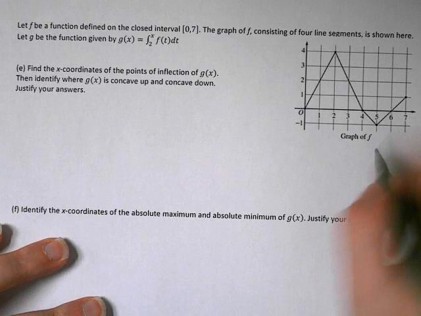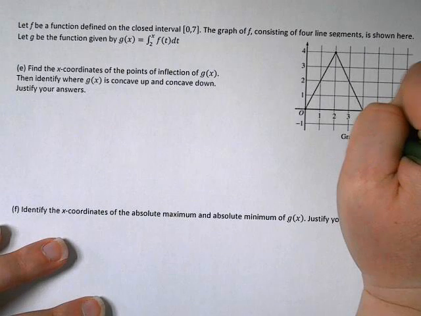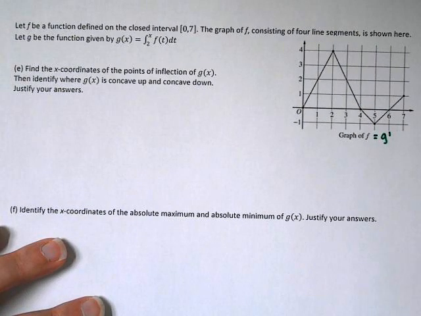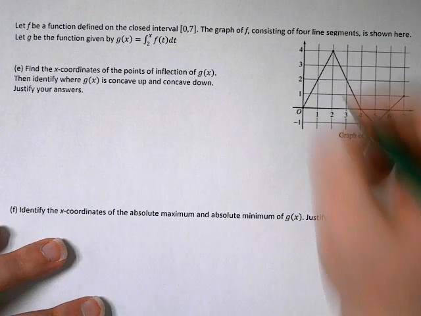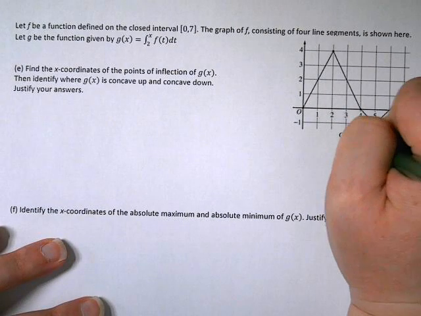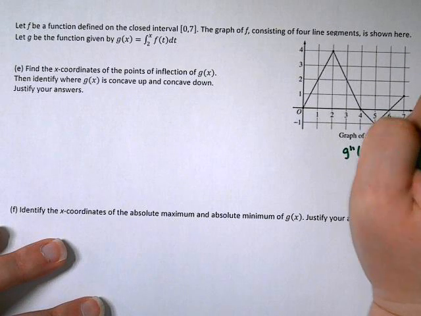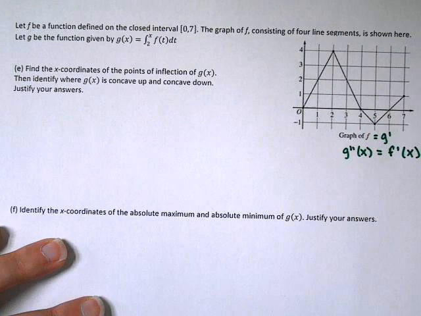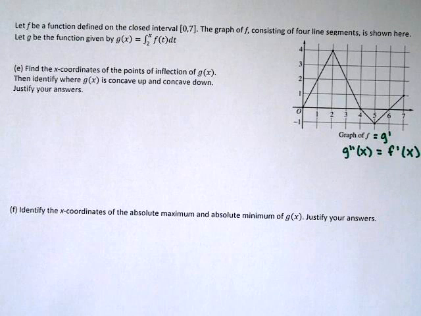So what I want to do really quickly is make a note that we had said f is the same as G prime. And also we made a note that G double prime is the same as f prime of x. So those are going to be important as we continue. Those are just notes from the last page.